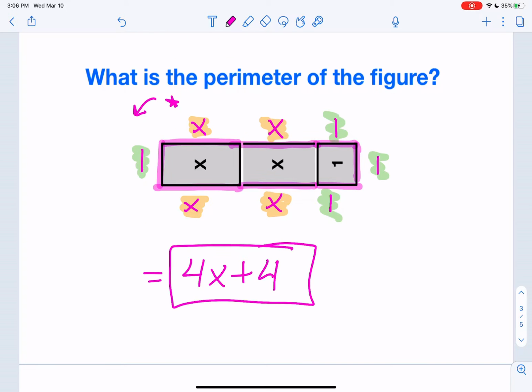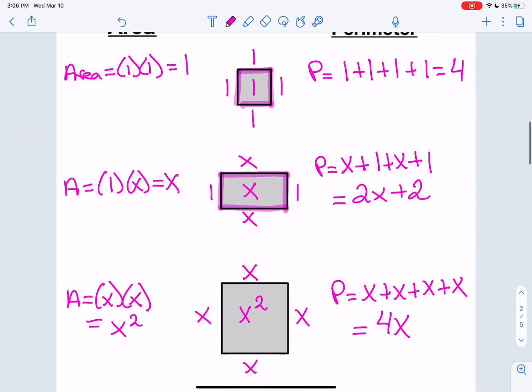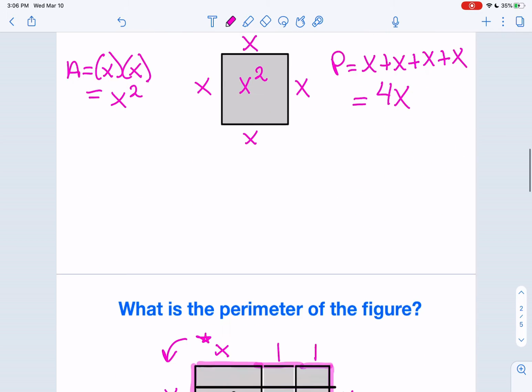Now, keep in mind, when we were doing the tiles, all the sides were either x's and 1s. So that's all you should be using when you're finding the perimeter. None of the sides were anything else. It was either an x or a 1. Okay?